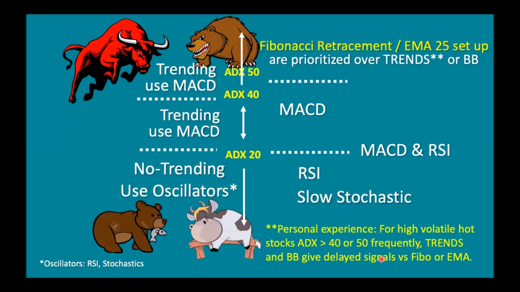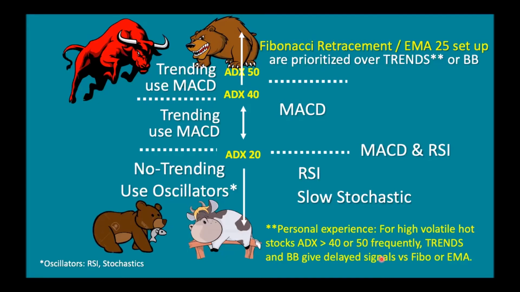Through my experience, I find that when the stock is highly volatile or a hot stock like glove stocks or tech stocks, they can have ADX of more than 40 or 50. I find that using MACD, RSI, and even Bollinger Bands is not accurate. It tends to give us quite a delayed signal. When the MACD asks you to buy, that means the stock has already gone up to the middle. When you buy, it's about time for it to go down. So a bit delayed.